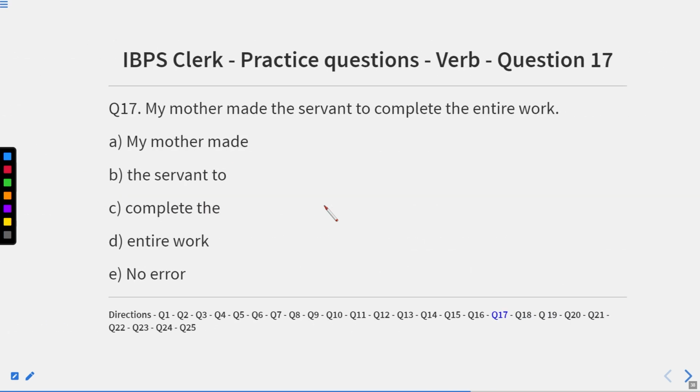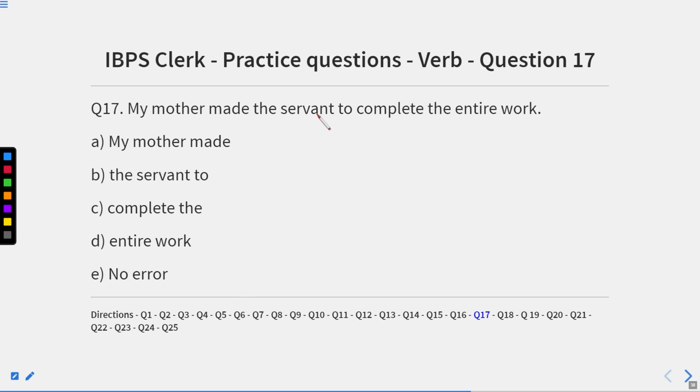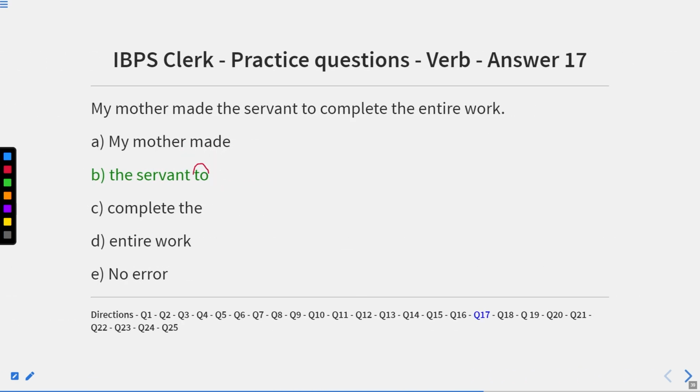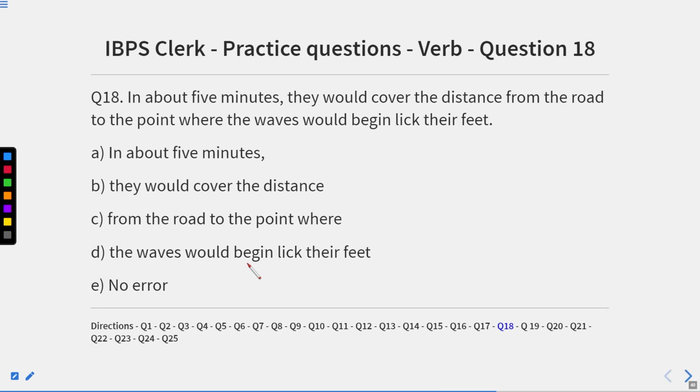Now let us move to the next one. This is question number 17. My mother made the servant to complete the entire work. I told you earlier as well that whenever we have the word make or made, it should be followed by bare infinitives, that is first form without to. So to will not be used there. So this to is incorrect over here. Therefore, the error is in part P, where we have to remove to. So the correct sentence will be my mother made the servant complete the entire work. Now let us move to the next one. Well, we have already discussed these concepts in our chapter of non-finite verbs. So you can read them from there as well.